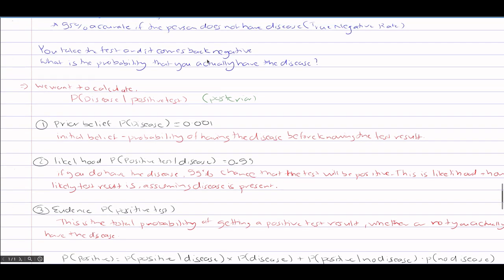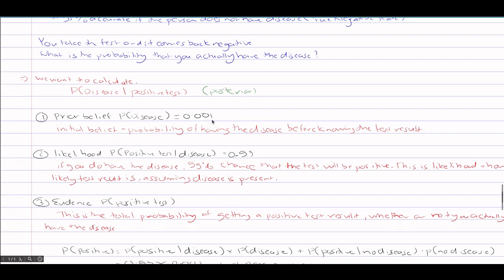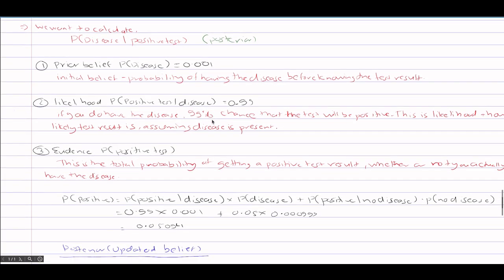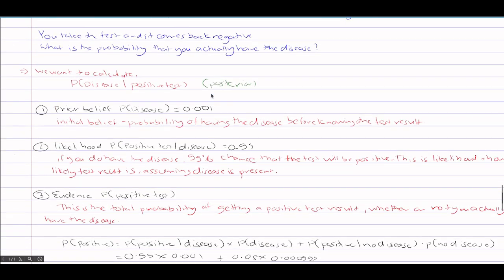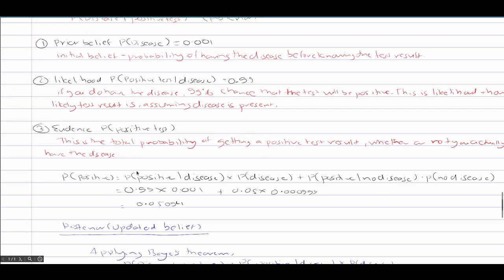Here's the crunch question for you. You take the test and it comes back positive. So now what is the probability that you actually have the disease? This is our posterior probability, which we're looking for as P of disease given positive test. To calculate this, we first need to figure out the evidence, or the total probability of getting a positive test result, which is P of positive test.